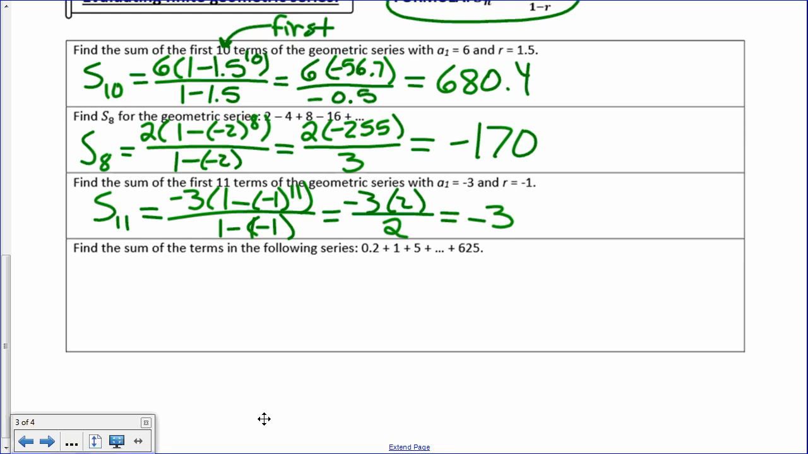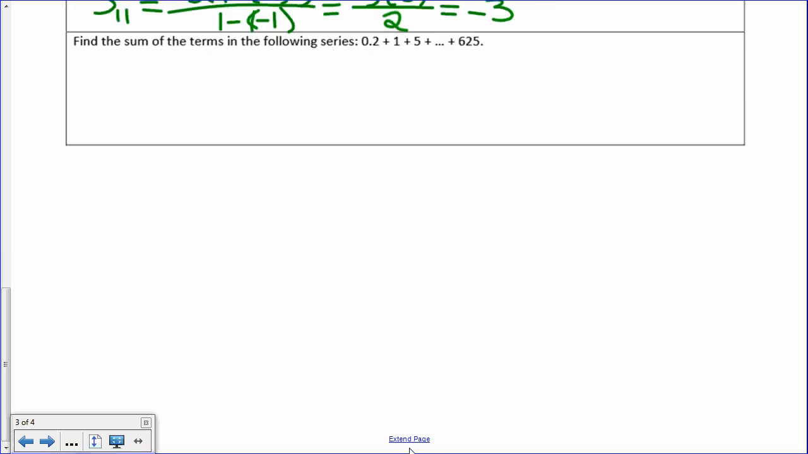Alright, when you guys do the same thing, well, I'll let you guys start it, and then if you get stuck, I may have to help you guys out. Alright, so go ahead and give it a shot. If you guys need help, I'll come back around and help you. Remember, this is geometric.